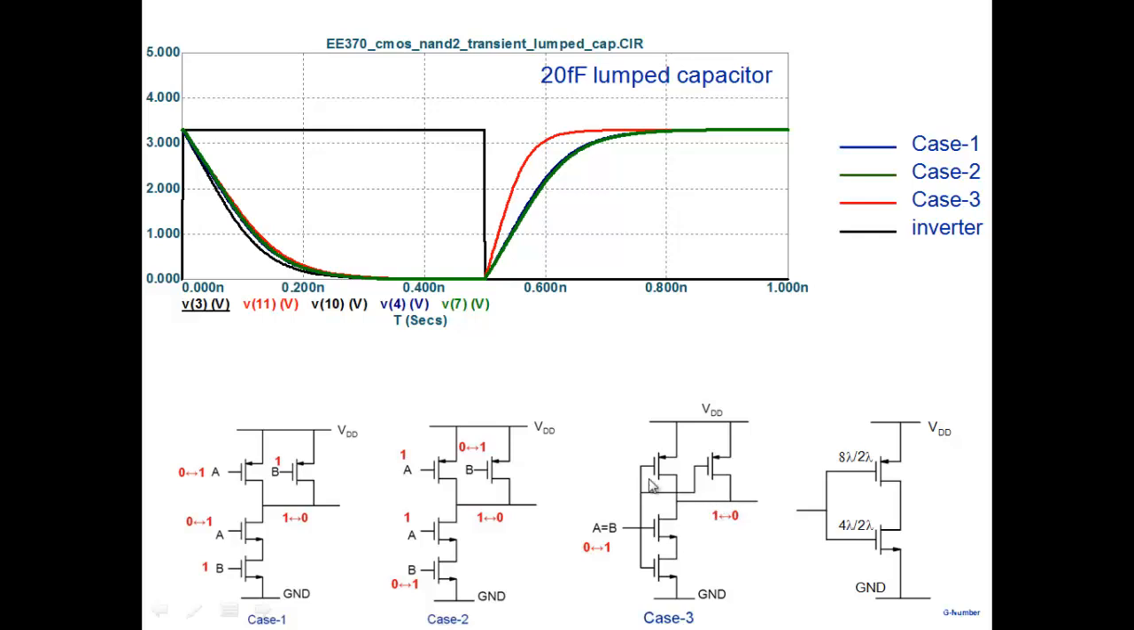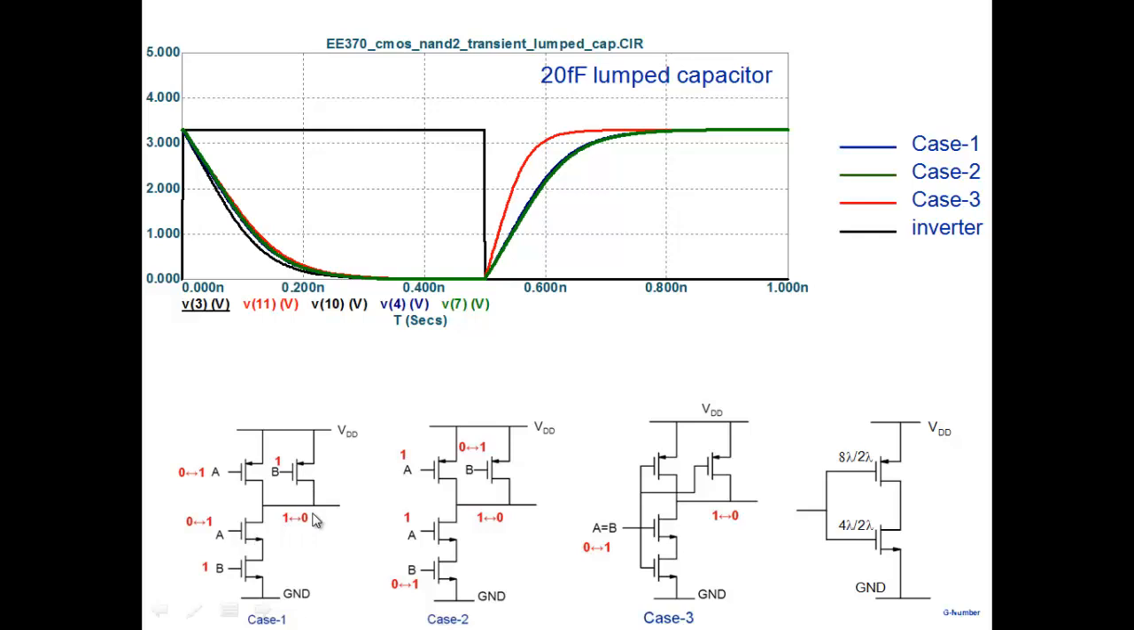This is not a realistic picture of delay. Remember, capacitors are here and somewhere else also. But when I put a 20 femtofarad capacitor here, all that I was trying to see is that under transient conditions, the pull down strength and the pull up strength. So when I have a lumped capacitor here, discharge would depend only on the pull down strength here and pull up strength here.